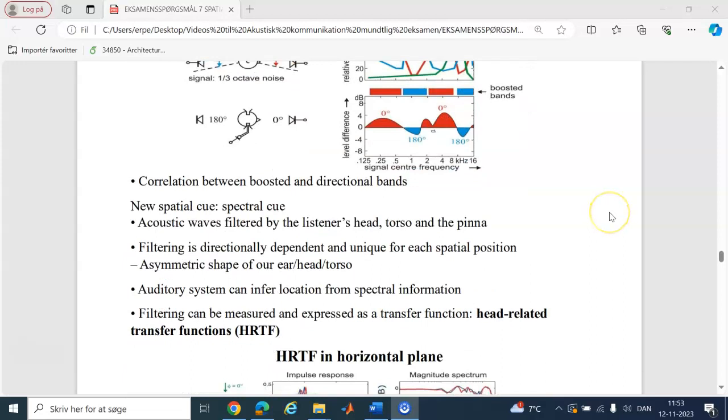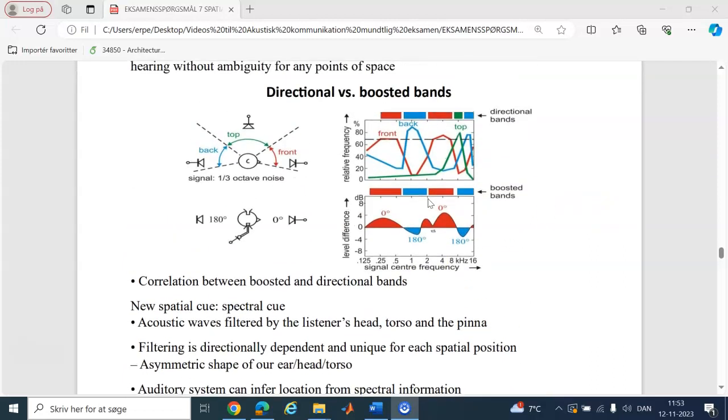I don't know what to say about this. Correlation between boosted and directional bands. New spatial cue: directional bands. It could be top, back, front, and yeah. Okay. New spatial cue, spectral cue.